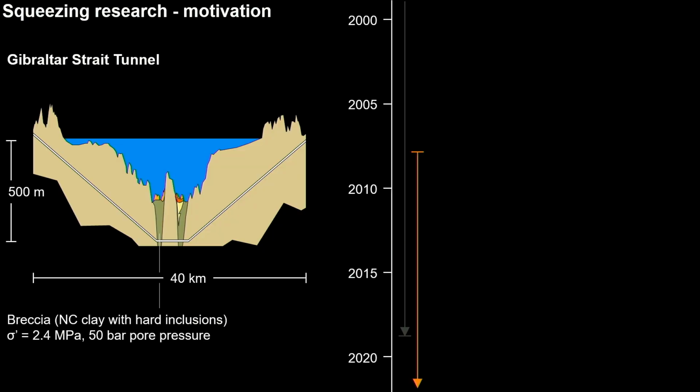And furthermore, we were involved in other projects where squeezing is also a key issue, as for example the Gibraltar Strait Tunnel. You see here these two green sections are paleochannels, which are filled posteriorly with breccias, which are normally consolidated clay with hard inclusions inside. That is extremely demanding for testing. And a particularity here is the 500 meter water table. So we have very high water pressure.